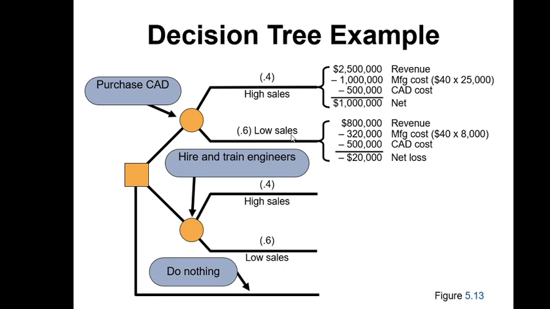But in the case of low sales, as it is given in the example, we are expected to sell only 8,000 units, if you can see. So the selling price is the same, 100. So 8,000 multiplied by 100 is 800,000 revenue, $800,000 revenue. Then we have to subtract also the cost now.